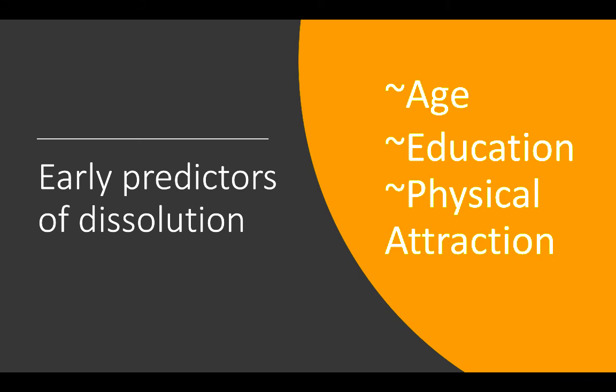The early predictors of dissolution is age. So the younger you are when you get in a long-term relationship, the shorter the relationships actually last. Also, another predictor is education. So those people that have a higher degree, have gone to school longer, generally have more successful relationships than those who have less of an education. And last is physical attraction. Now, physical attraction changes as you get older, so it may not necessarily be looks. It may actually be the treatment that you have and how you interact with one another and how you respect one another.